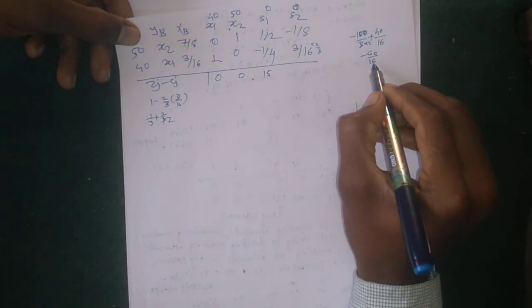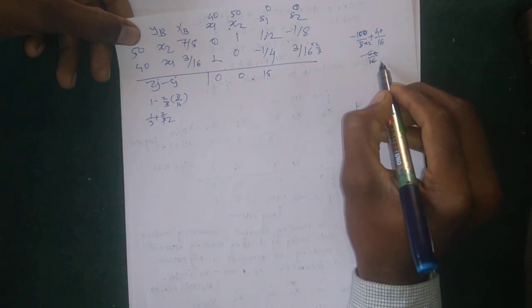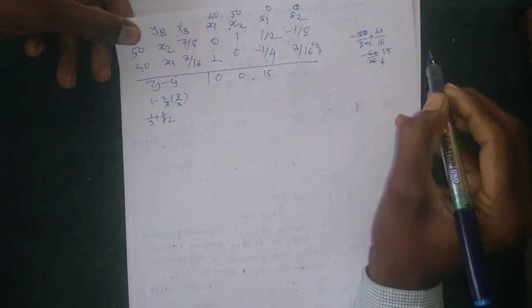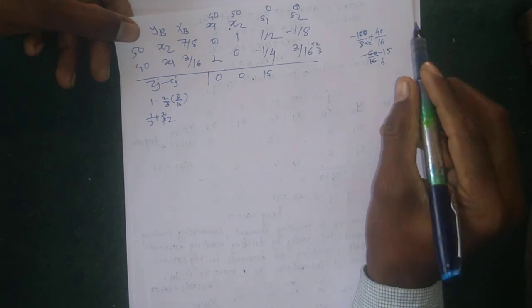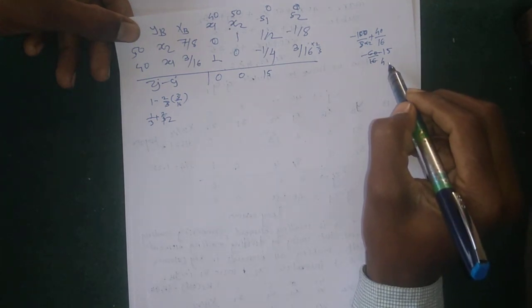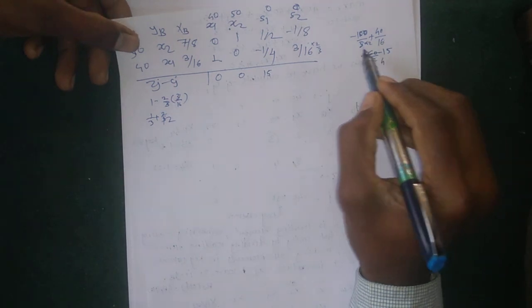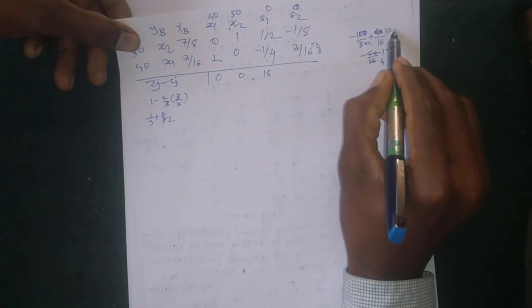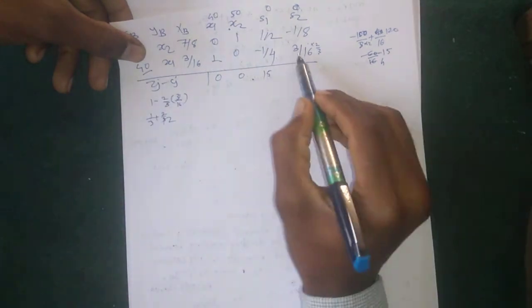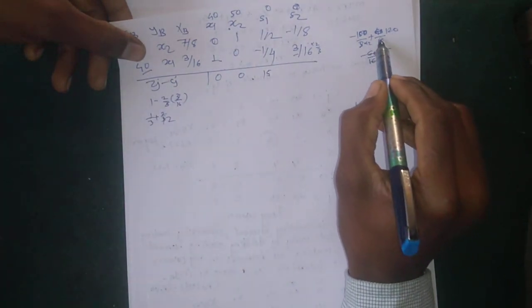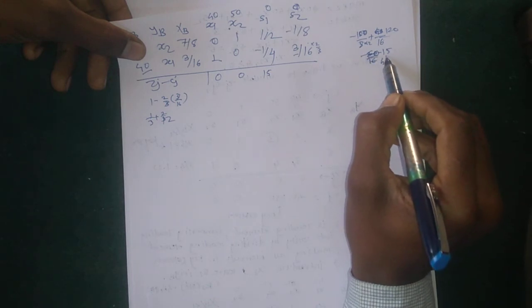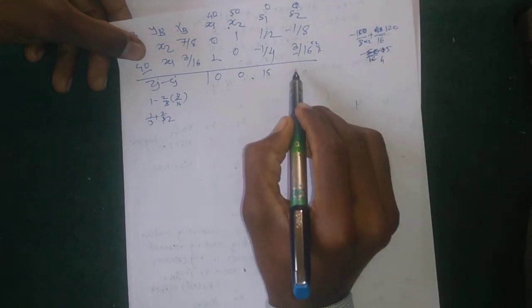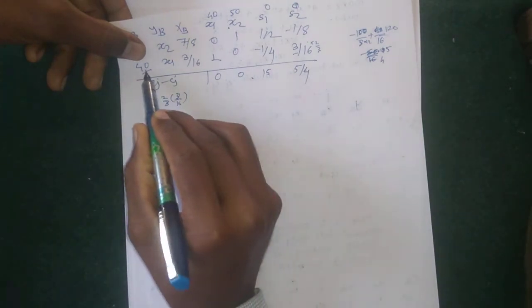If we multiply this by 4, then 4 times 15, minus 15 by this. Here 120, sorry, this is 120, 40 into 3 is 120 upon 16. So 20 by 16 is 5 by 4. Okay, so this value is 5 by 4.